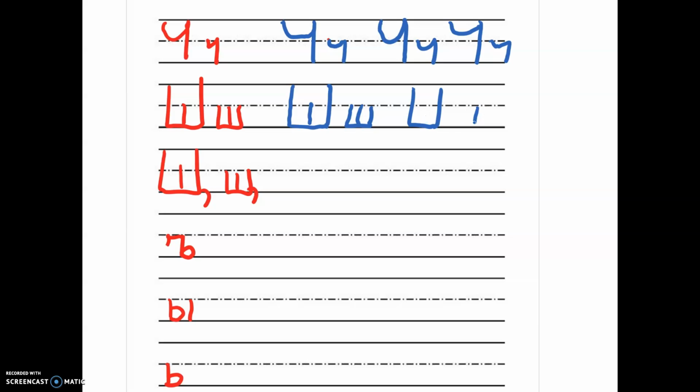Okay, shcha is going to look very much the same, just with that same little tail that we saw with se. So again, we go straight down to the line, try not to go below it like that, and add a little curved tail. Same thing, but with a little curved tail.